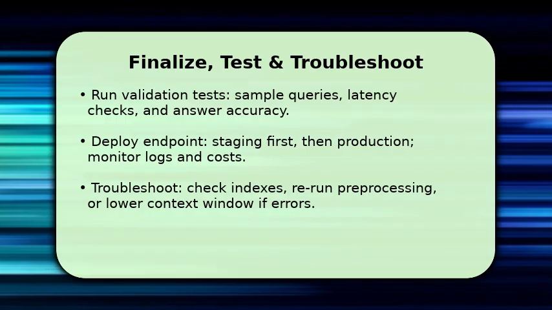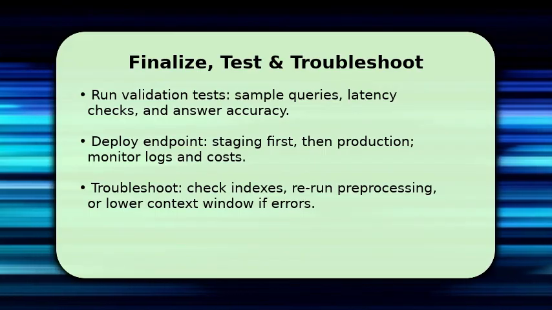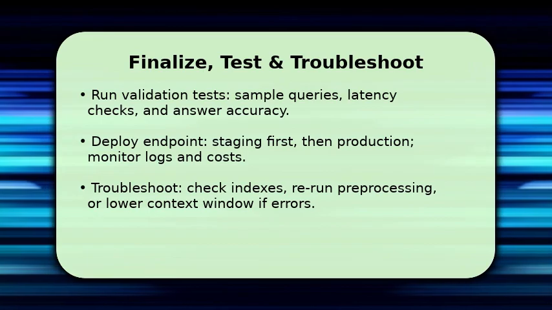If things go wrong, start troubleshooting. Verify indexes are built, rerun preprocessing on failed files, and reduce context window if responses truncate. Finally, iterate on prompt templates and retrieval weights until answers meet your quality threshold.